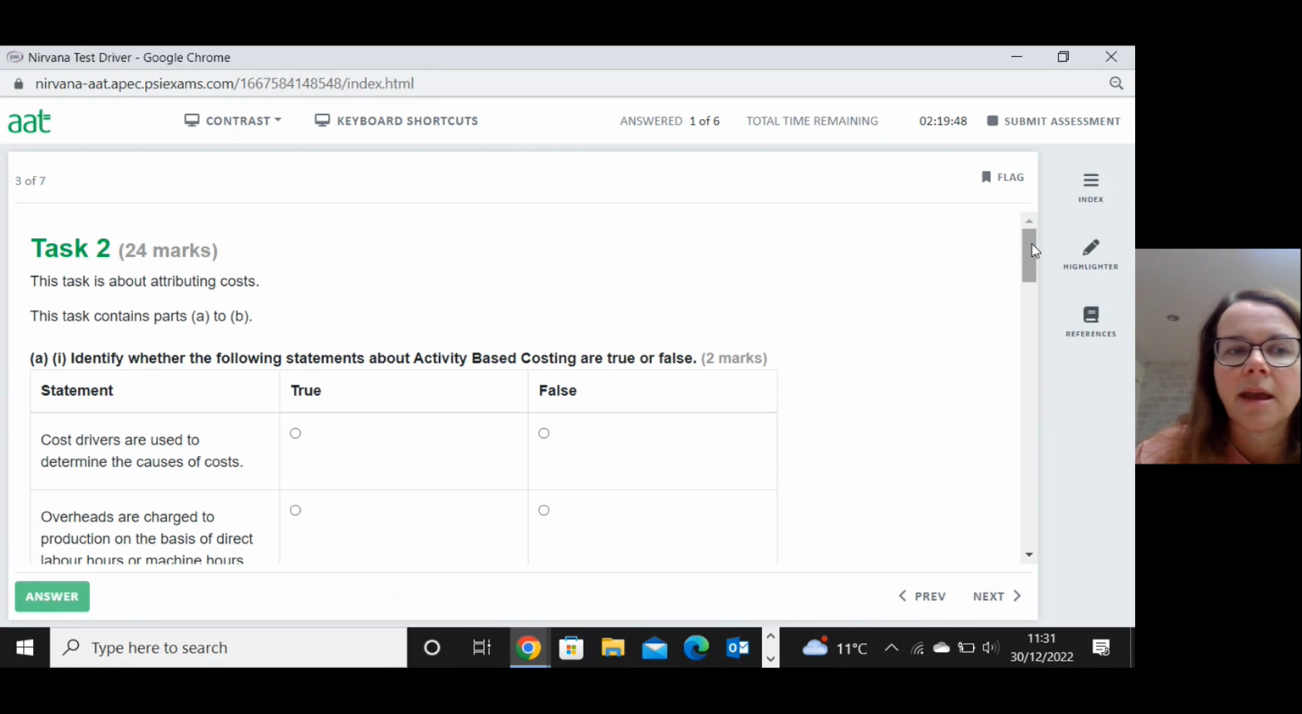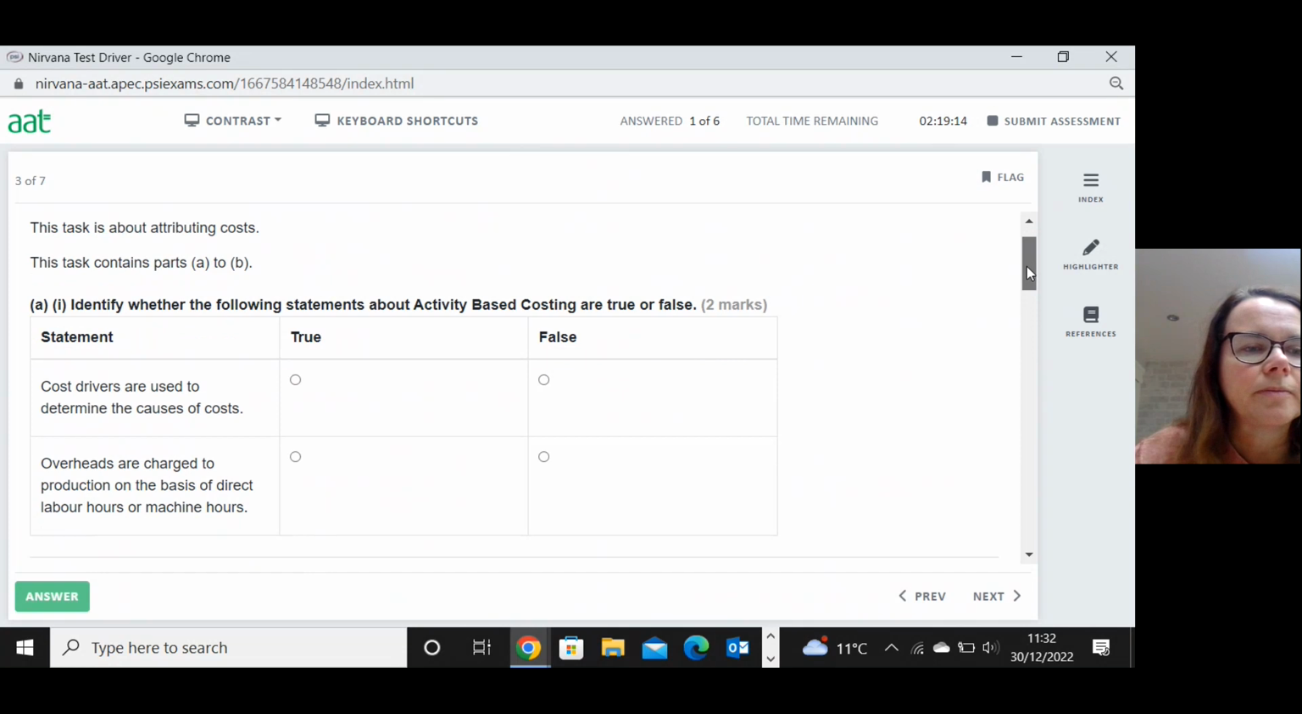Click the answer and we're on to task 2, another 24-mark question. You can see I've only used 10 minutes of time so far, so well on target. I think it's fair to say you're going to need relatively longer for the spreadsheets for the most part. So the quicker you can get these bits done, within reason, obviously you want to take your time and make sure you've checked things, but the more time you can allow yourself for the spreadsheets, the better. So this task is about attributing costs.